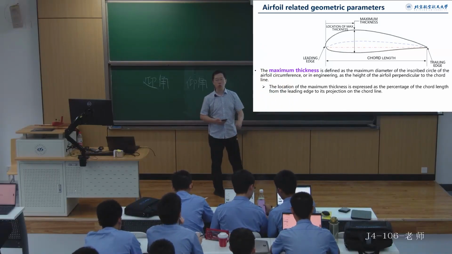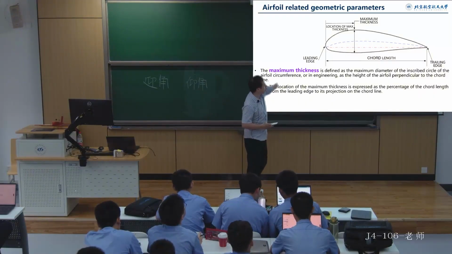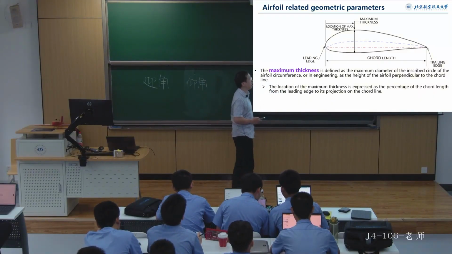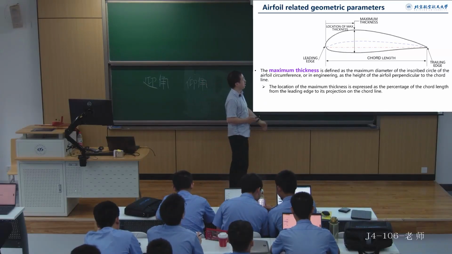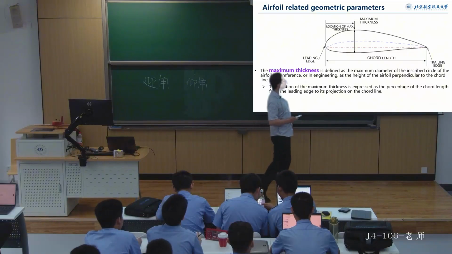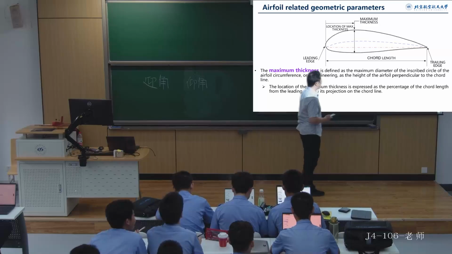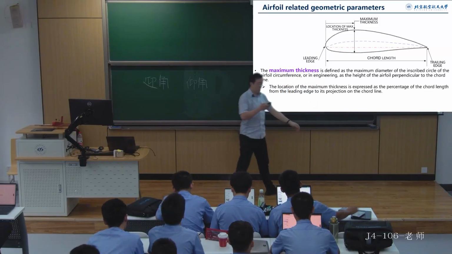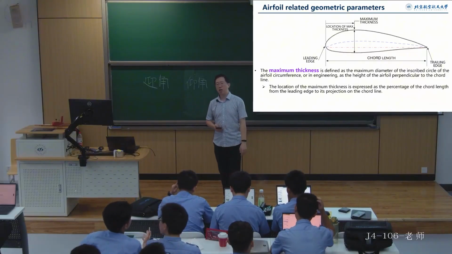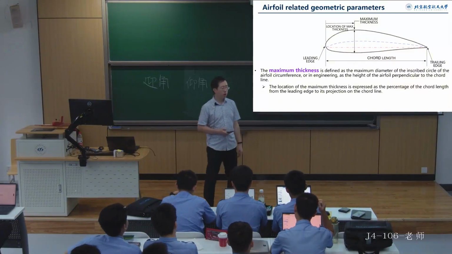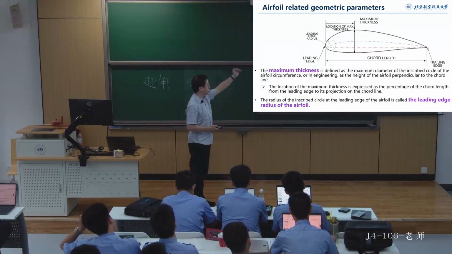In engineering, we often use what is called the relative maximum thickness, which is the specific value of this thickness divided by the chord length. Similarly, we also have the relative position of the maximum thickness, which is the length corresponding to the position of the maximum thickness along the chord line, divided by the chord length, and it is also expressed as a percentage. This is the relative thickness. Finally, there is one more parameter, which is the principal of all these, the first circle.